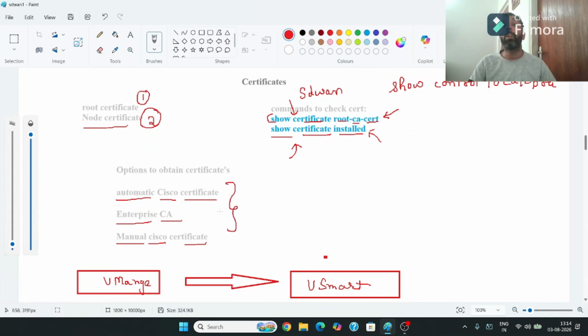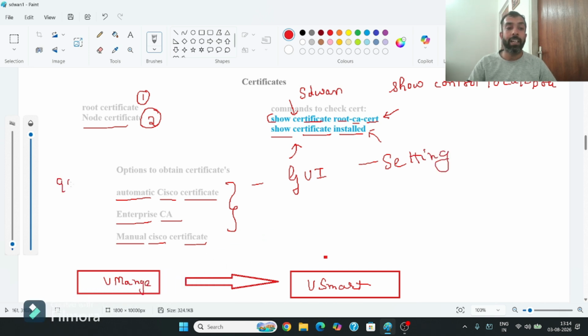Once you set up your vManage, at that point you will go to the GUI of vManage. In the settings, you will have to select this option. 90% of the times you will see that enterprises are using their own certificate. It will be the enterprise CA certificate. So this is how you can check certificates on the routers.